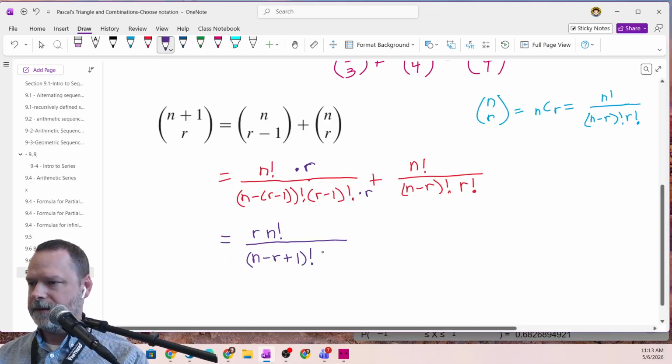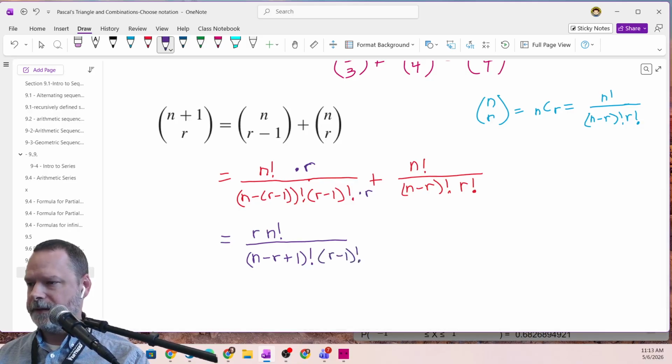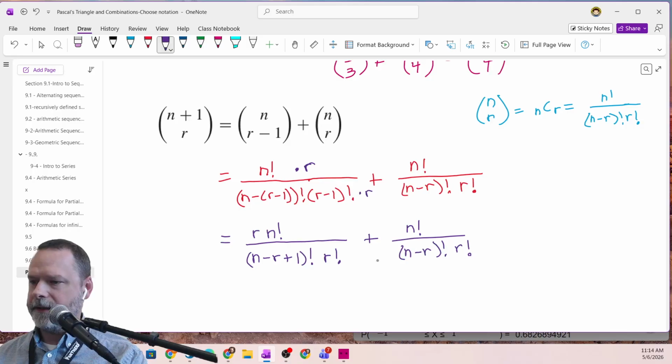Times r minus 1 factorial. Well, actually, r times r minus 1 factorial is r factorial. So now we have times r factorial plus n factorial over n minus r factorial r factorial. Okay, so this is n minus r plus 1.